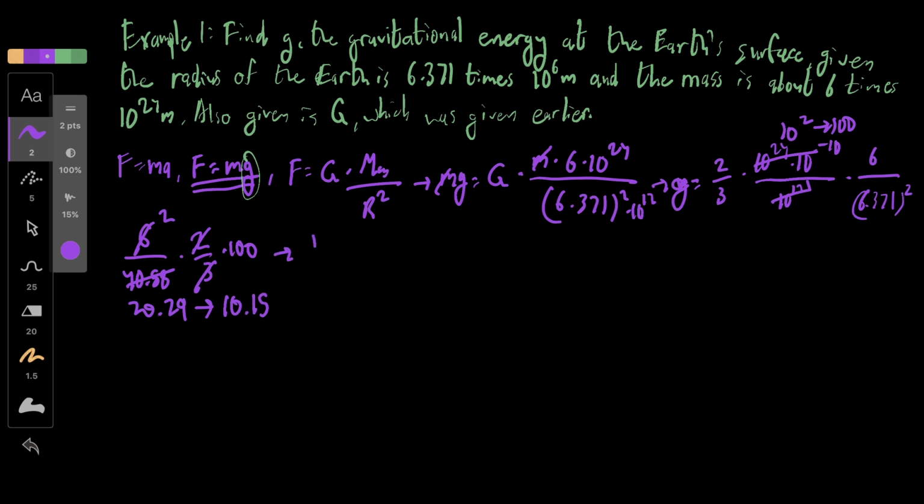So 1 over 10.15 times 100. Now, then, what happens is you divide that. So what you get as a result is approximately 9.8 meters per second squared.